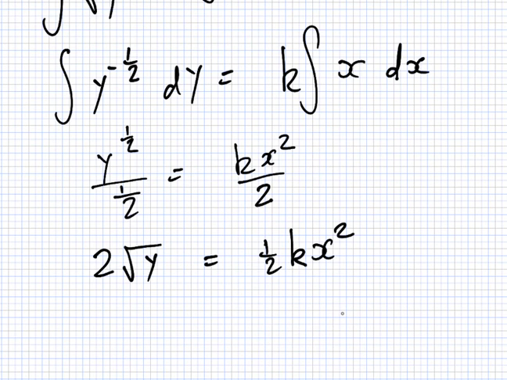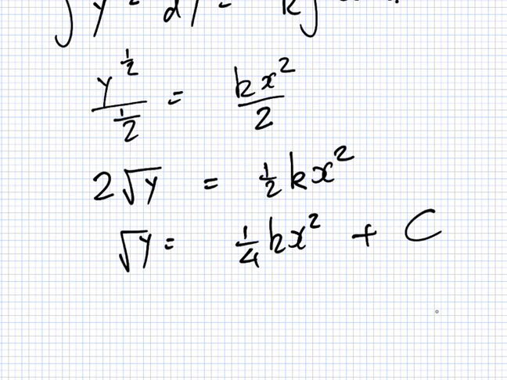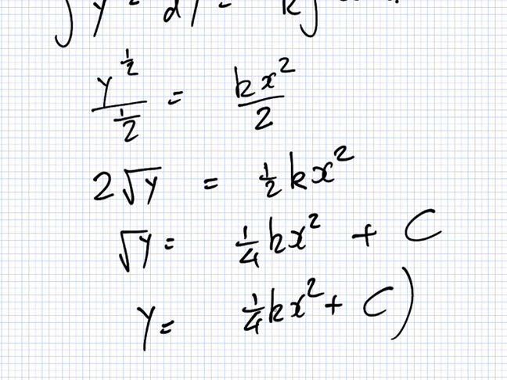Now what I'll do is I will divide by 2. So I get root y equals a quarter kx squared, and I shall put in my plus c. Now, we can have y equals (a quarter kx squared plus c) squared. So our job now is to find the k and to find the c.